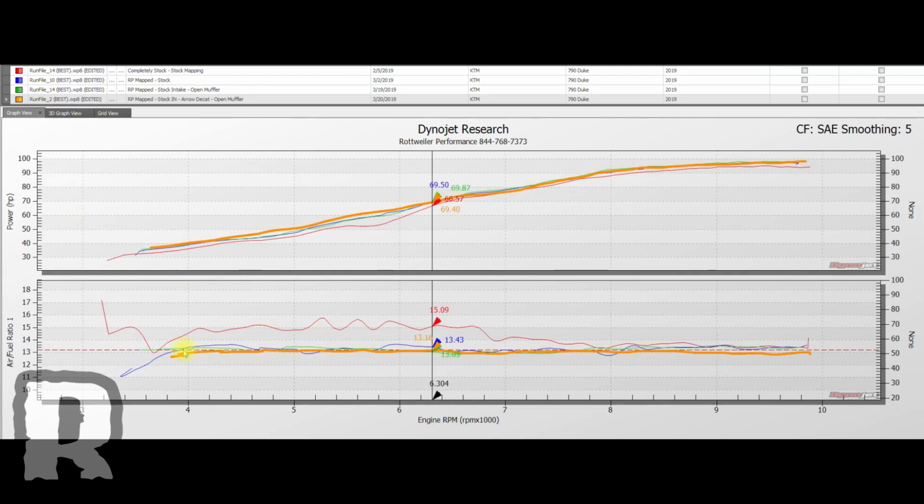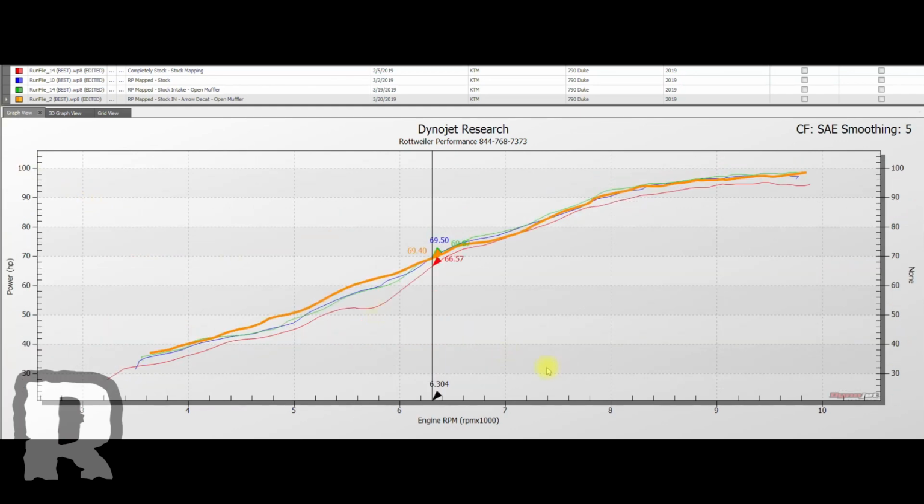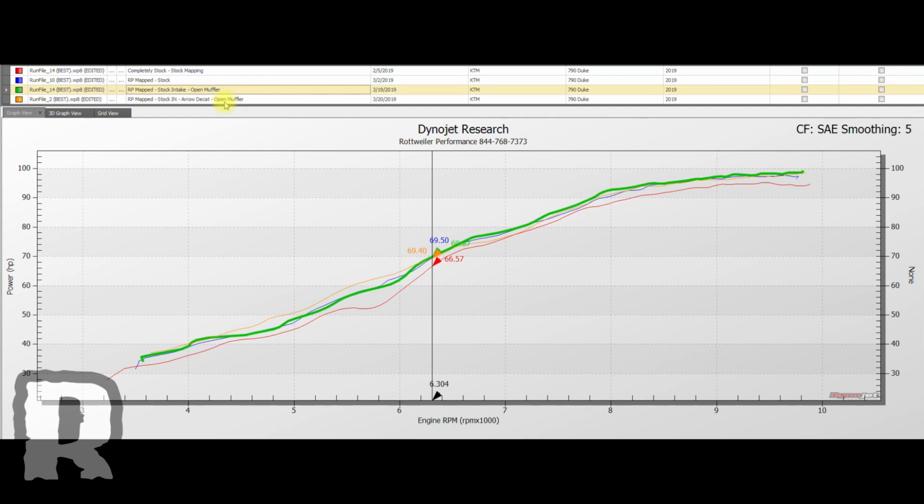So now you can see, obviously stock is going to be lean. You're at 15 to 1, with a couple of spikes up towards 16 here, and then once closed loop signs off, we start to get a little richer. Then we came in and remapped these entire things and flattened them right out and produced these beautiful AFR lines right here. So this is basically what you're going to be looking at with various exhaust modifications on the 790 Duke. Again, we've got stock mapped, stock with an open muffler mapped, and this orange line right here is stock intake, open muffler, decat system.